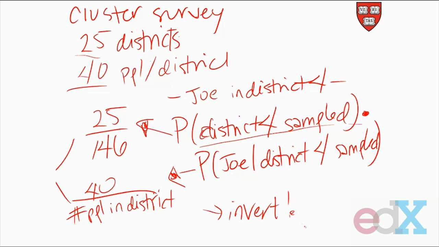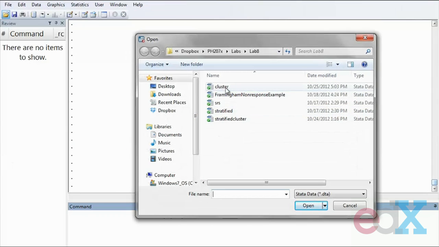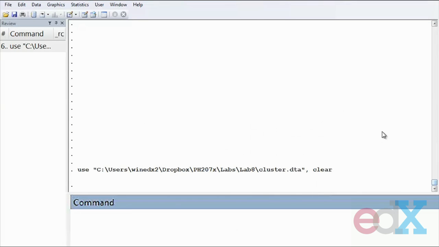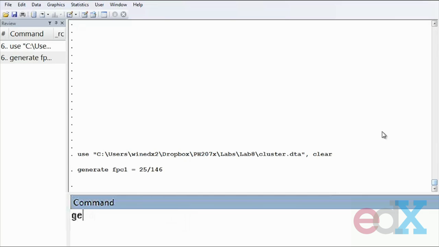All right, so we figured out our 2 finite population corrections, and we figured out how to get our survey weights, so now we can analyze this data within STATA. Go ahead and open up the dataset cluster.dta. To survey set cluster data, we first need to define our finite population corrections and our survey weights. Our first finite population correction is simply 25 over 146. Now we generate FPC2, which is going to be 40, the number of people sampled per district, divided by the district size.